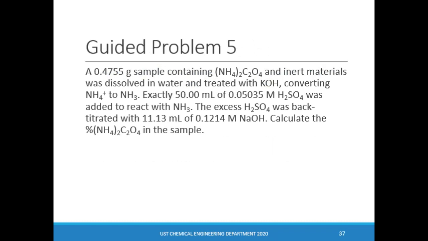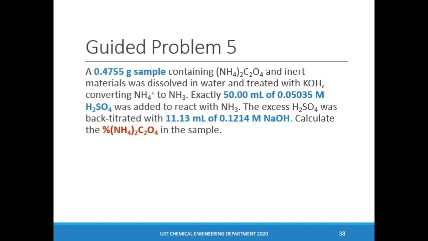To understand better, let's consider this problem. A 0.4755 grams of sample containing ammonium oxalate and inert materials was dissolved in water and treated with KOH, converting ammonium ions to ammonia. Exactly 50 ml of 0.05035 molar sulfuric acid was added to react with ammonia. The excess sulfuric acid was back titrated with 11.13 ml of 0.1214 molar NaOH. Calculate the percent ammonium oxalate in the sample. If you wish to solve this problem first on your own, you may pause this video now.